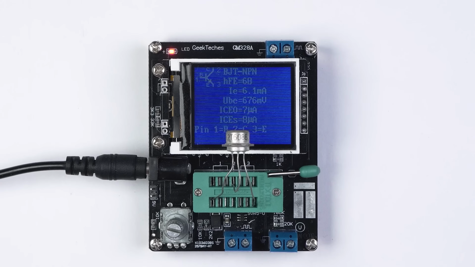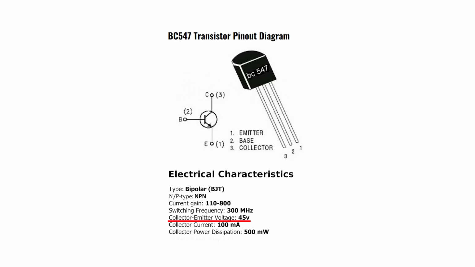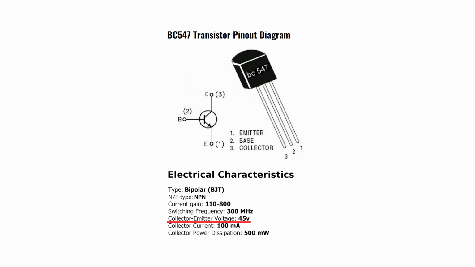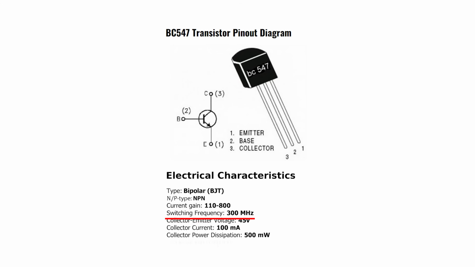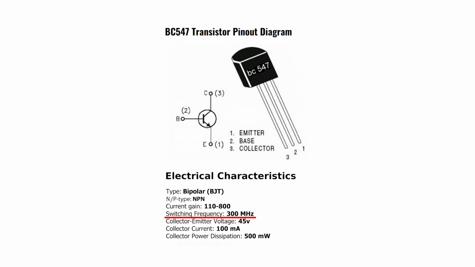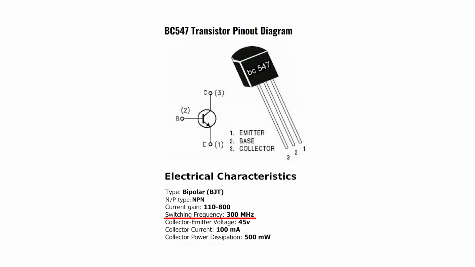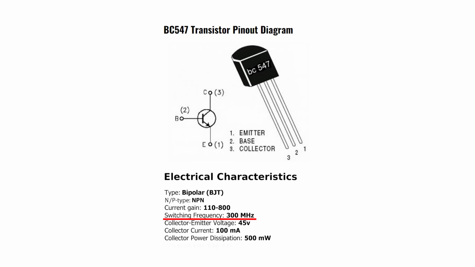The transistor has many other important characteristics and properties. The most important one is the current gain. In our case, it's 68. The second important characteristic is the transistor's voltage rating. If exceeded, a breakdown may occur and the transistor will fail. The third important characteristic is the switching frequency. Transistors are either low frequency or high frequency.